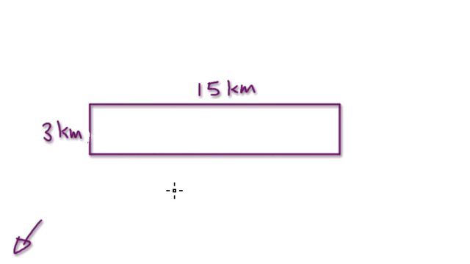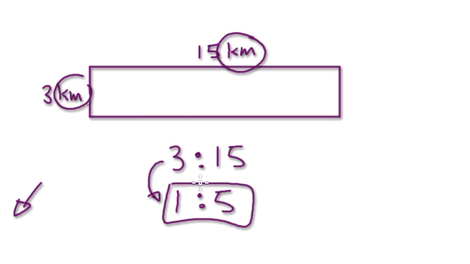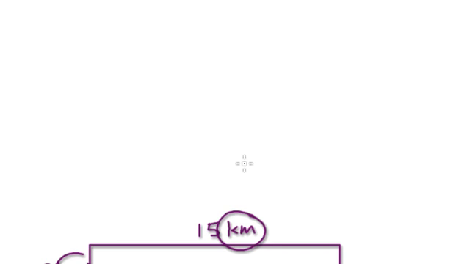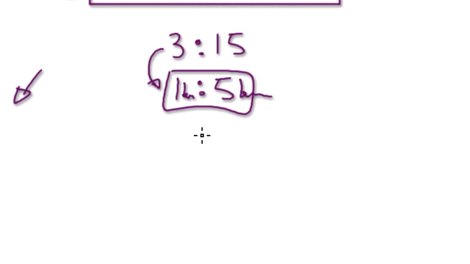So the ratio of width to length is 3:15, the ratio is 3 to 15. But you can simplify that just like earlier. It's really the same as before. Even though it's kilometers, the ratio is still the same. But instead, we are talking about 1 kilometer to every 5 kilometers. Up here, it's 1 centimeter to every 5 centimeters. Here it is kilometers.